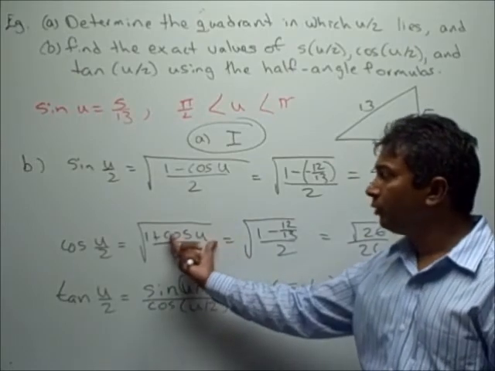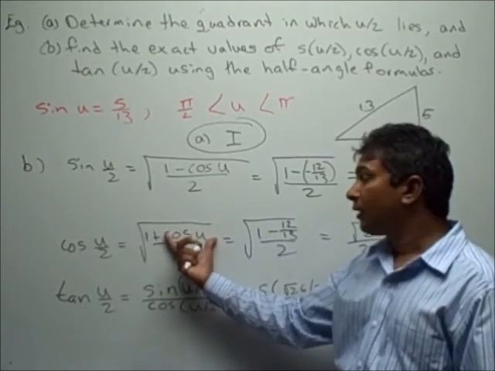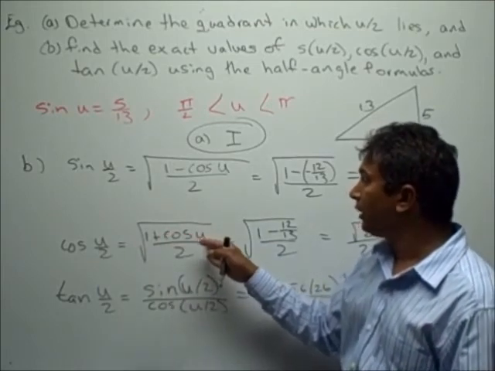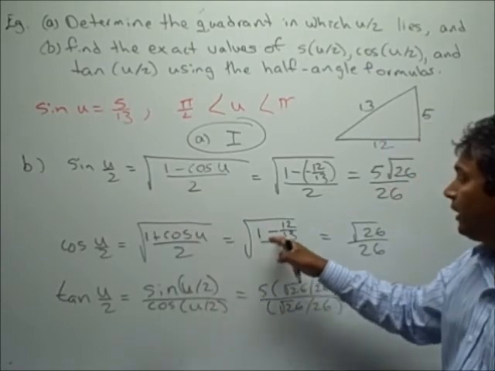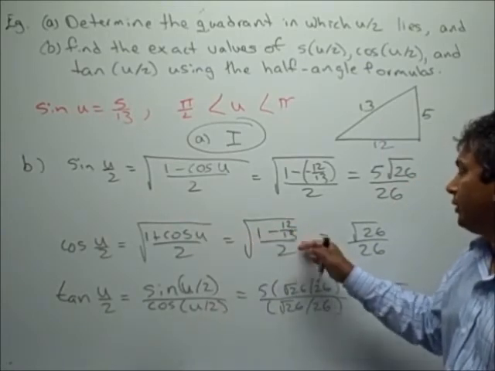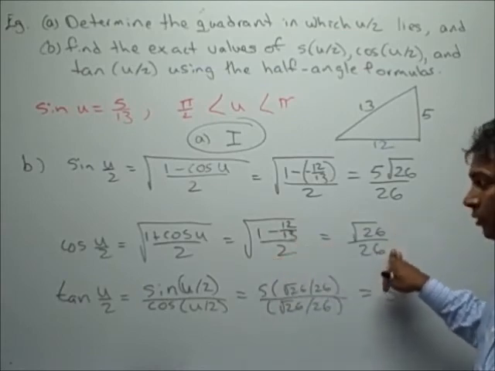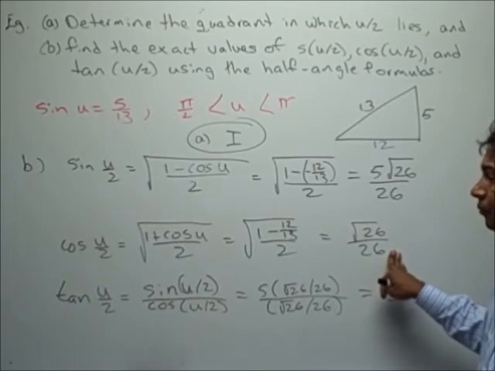The cosine of u, as opposed to u over 2, is in the second quadrant, so cosine u is negative. So this becomes 1 plus negative 12 over 13, or just 1 minus 12 over 13. Simplifying this, we end up with the square root of 26 over 26.